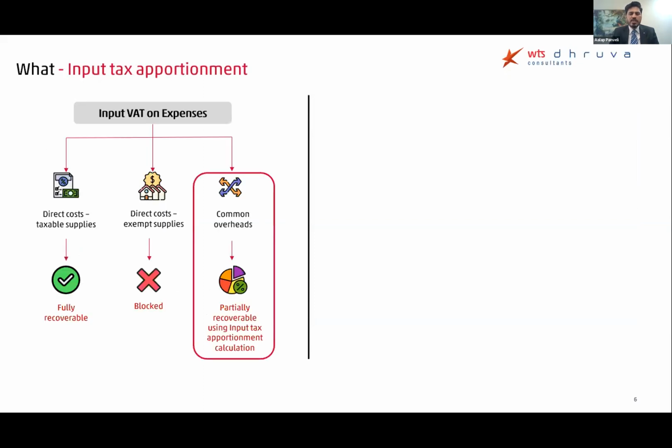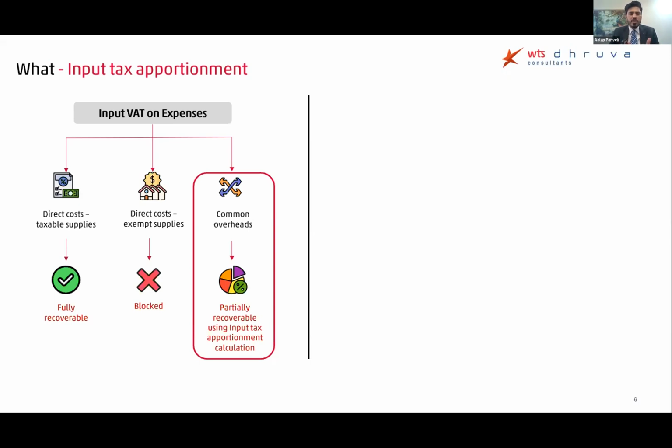Like I said in my previous slide, businesses which are doing exempt as well as taxable supply typically have three types of expenses. One is expenses which are directly attributable to taxable supplies. One is expenses which are directly attributable to exempt supplies. And the third, which could be common, which you cannot directly attribute to one of the two supplies.